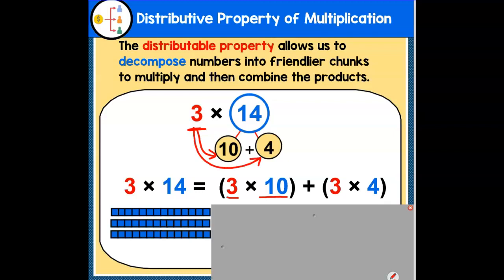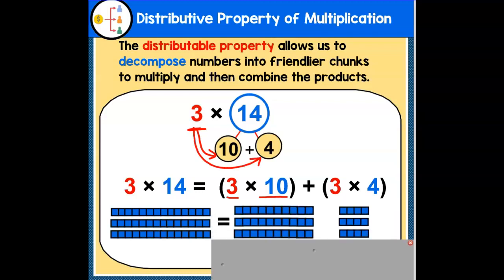So 3 groups of 10, if I picture that in my head, I'm going to have this picture, which would be 30 items. 3 groups of 4, which is going to be 4, 8, 12.